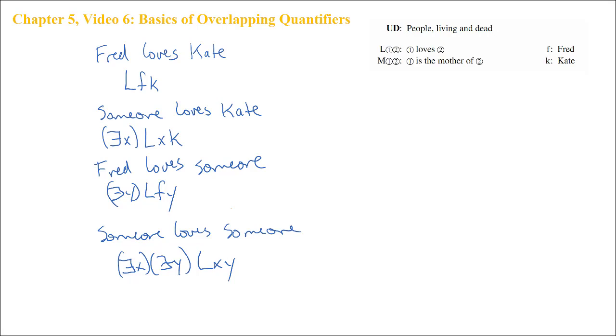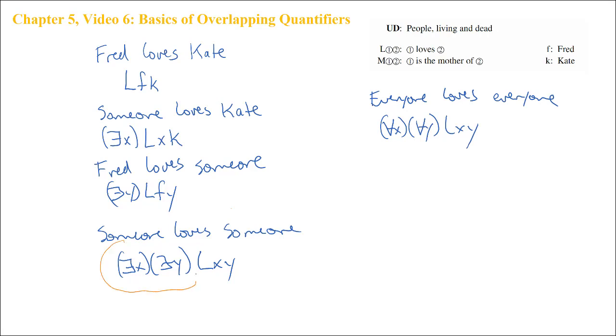We can do something similar with the universal quantifier as well. So everyone loves everyone would look like this. For all X, it is the case that for all Y, X loves Y.